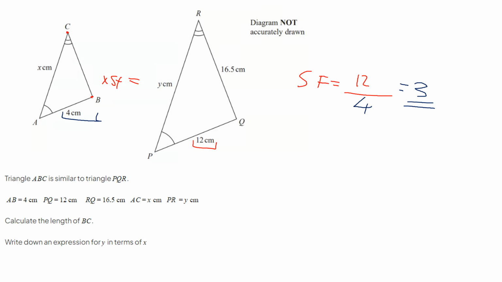Now, in order to work out what B to C is, all we need to do is use this scale factor to work this backwards, okay? So we can say that B to C is equal to 16.5 divided by 3, which is equal to 5.5 centimeters.